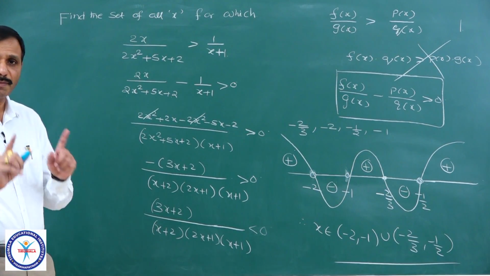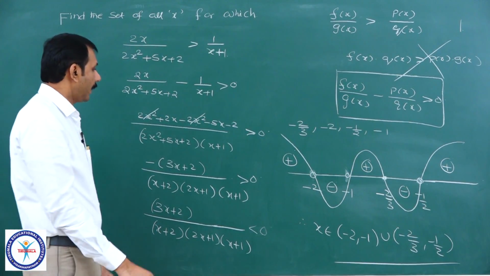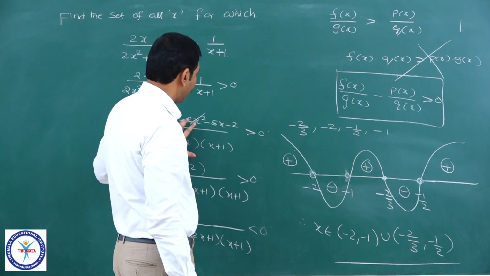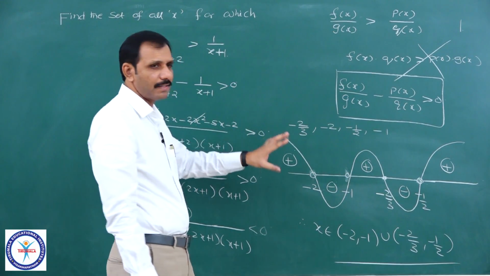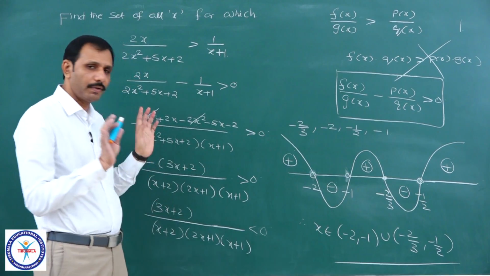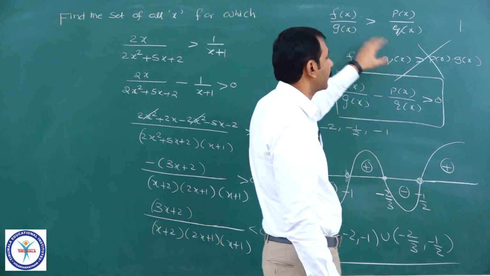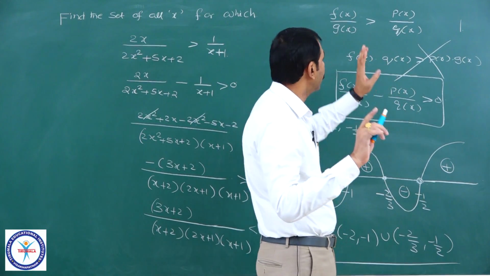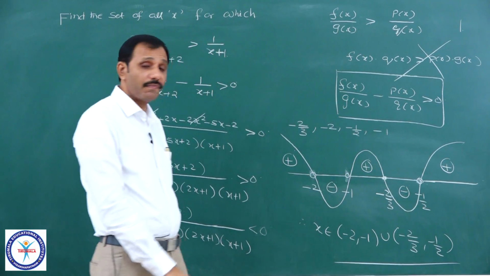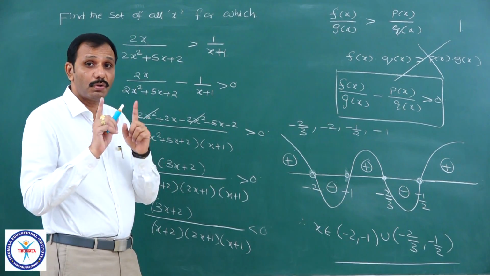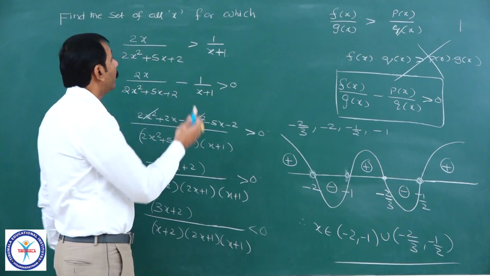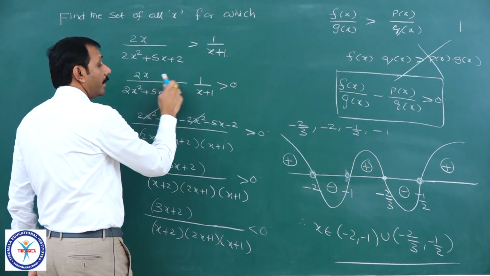So, everyone of you please observe, whenever it is directly given greater than 0, or less than 0, or greater than or equal to 0, you can do it. But if it is of the form f of x by g of x greater than some other rational function, you don't cross multiply it. You bring this side and make it greater than 0 or less than 0.